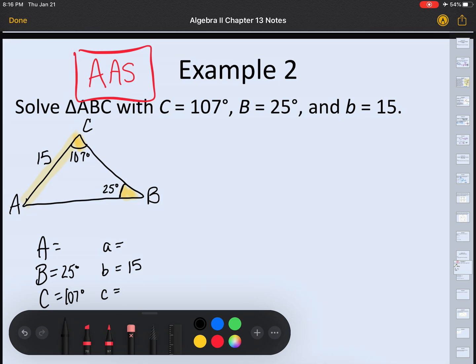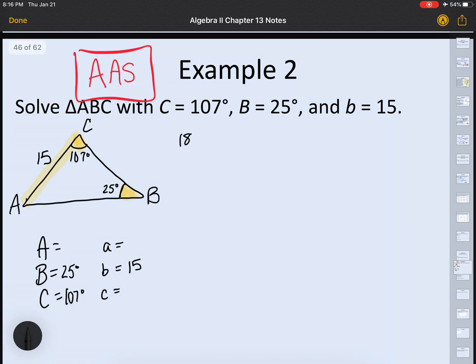So we're trying to figure out the other angle. Well, we know that the whole triangle has to be 180 degrees. And we already got two angles already. And 25 and 107 is 132 degrees. And if we subtract those from 180, we get 48 degrees. So that's equal to angle A. So angle A is 48 degrees.